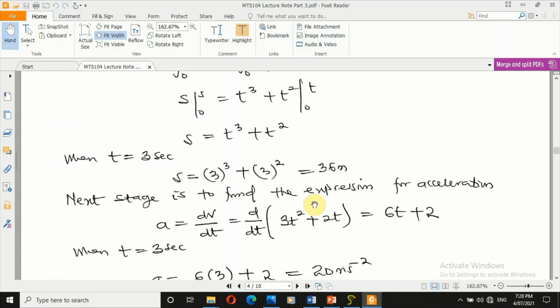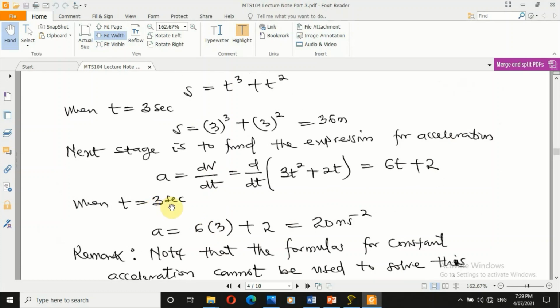Now we're asked to also find the acceleration. How do we find the acceleration now? We differentiate the velocity once. This is how we can see here. We say d/dt of the velocity. Then this will give us, since we are differentiating now, 6t plus 2. Now at time t equals 3 seconds, you evaluate the acceleration at 3 seconds.